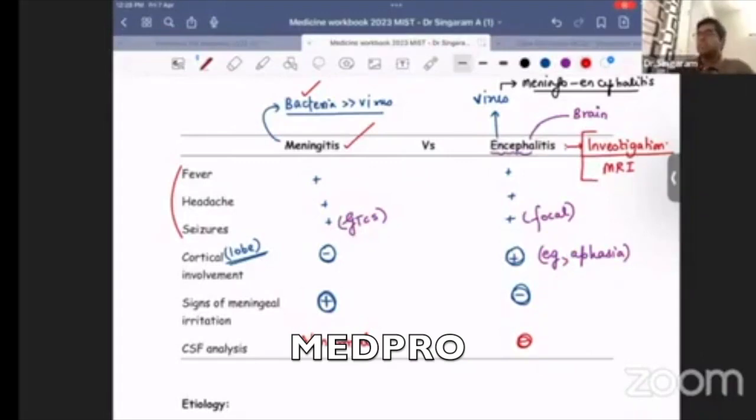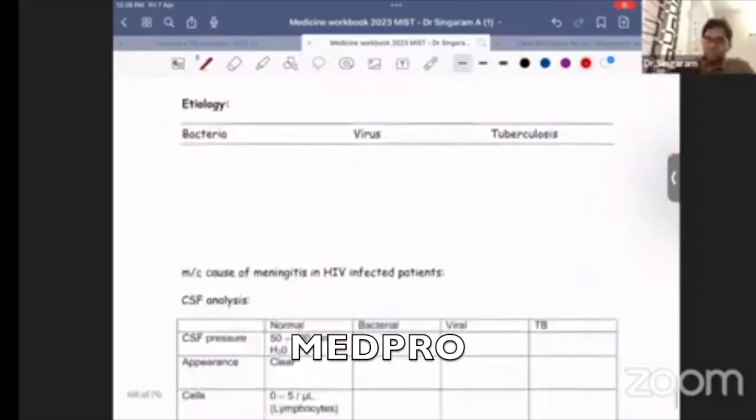Okay. So just for your clinical distinction in your exams, if there are some questions asking about the difference between the two conditions, you can utilize this particular table. That's all. Now, next we are going to discuss meningitis only, because that would be the topic for your exams.